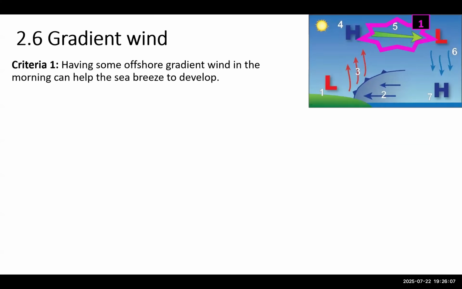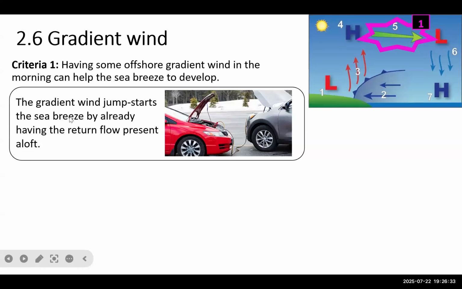So if you have some offshore wind in the morning, it can help the sea breeze. By saying some, it's almost like salt. You want a little, but not too much. If it's too much, as I said before in this isobar map, it will take over. But if you've got a little bit, the right amount of gradient wind, it may help the sea breeze. And why is that? It's because this gradient wind in altitude will kickstart the sea breeze, okay? The return flow is already present, and so it will help spin the wheel.